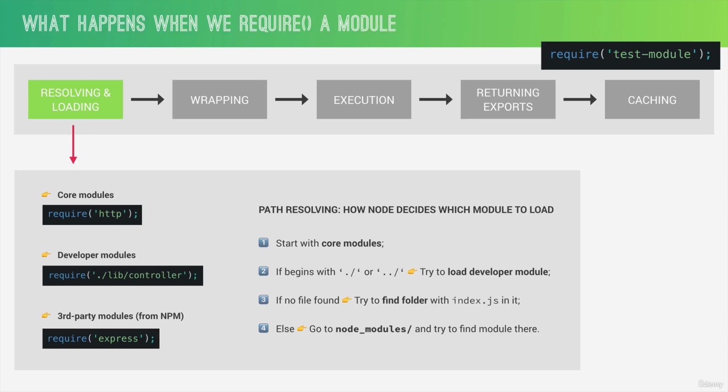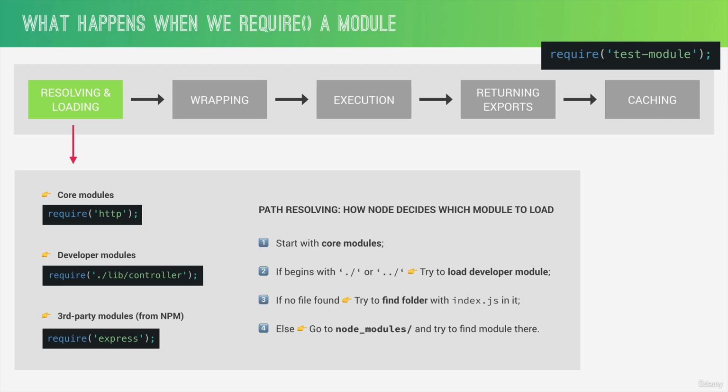Now, if the path starts with a dot or two dots, it means that it's a developer module, because we indicate the relative path to our file. So Node will try to load that file, but if there is no file with that name, then it will look for a folder instead and load index.js if it's in that folder. In this example, it will try to load lib/controller.js. Remember that we can drop the .js when requiring a module. In case there is no file at this path, it will instead try to open index.js from the lib/controller folder. Make sense?